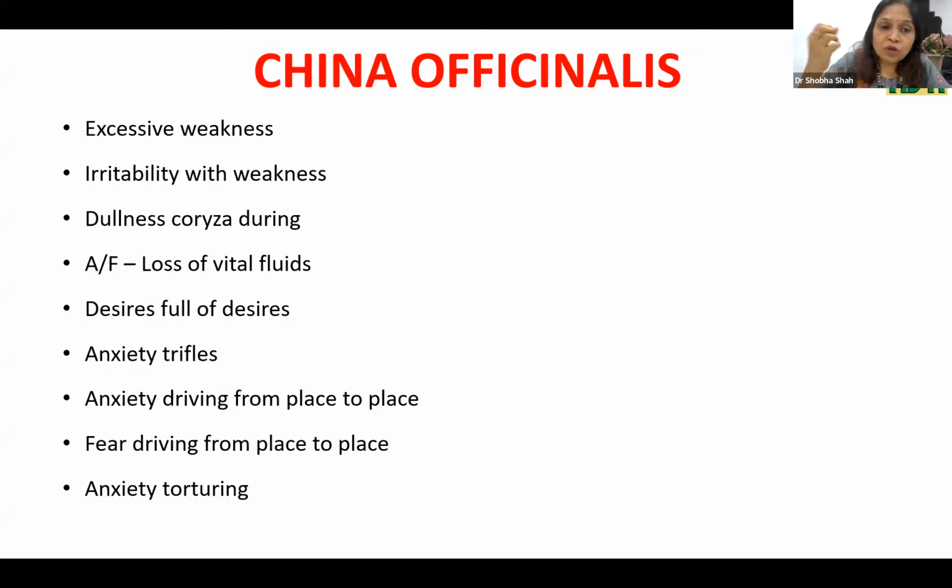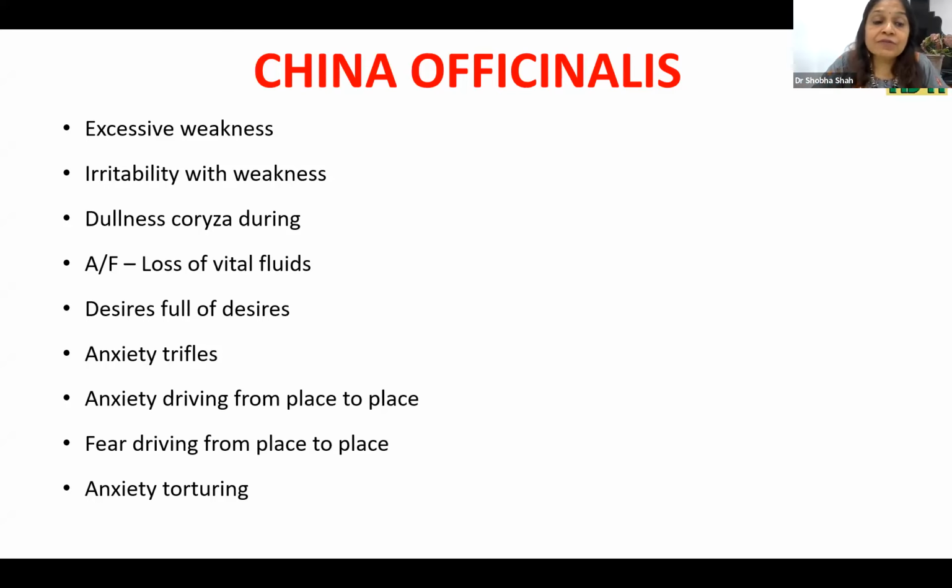There is ailments from loss of vital fluids, full of desires, anxiety, trifles. See, there are so many rubrics of anxiety. We will see those. Anxiety at the smallest of things, trifles. Anxiety driving from place to place, because of the anxiety and fear. He just cannot sit at his home, or he cannot sit in the office. He has to get up. He has to go to a doctor. He has to take some help and try to help himself.